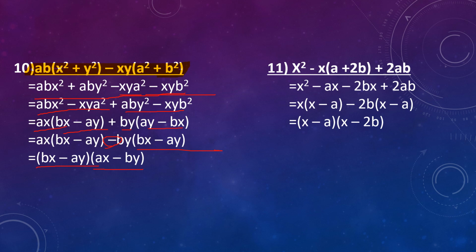The last question in the sequence is x square minus x times a plus 2b plus 2ab. Again children, you need to multiply, simplify the bracket, and then we will do the factorization. So we get x square minus ax minus 2bx plus 2ab. We keep the terms as they are. We are not going to make any shuffling. So if you keep x square minus ax in one bracket, you can take x common. You have taken x common, x minus a.